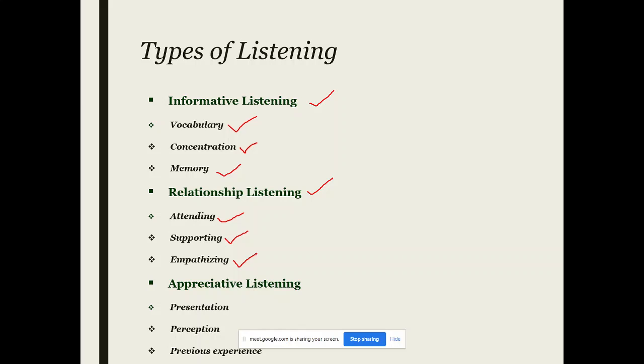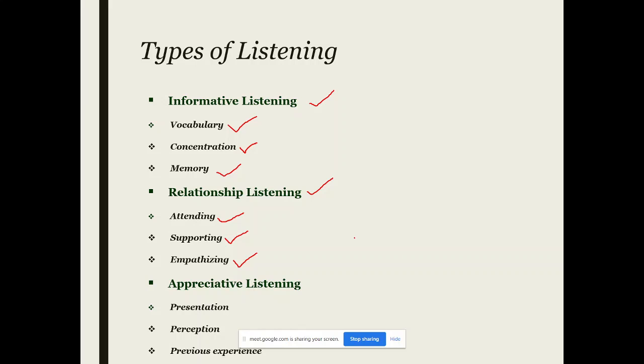and also we learn about different difficulties in human life as well. So this is the second type of listening, known as relationship listening, under which we need these three major skills. One is attending, the second is supporting, and the third is empathizing.